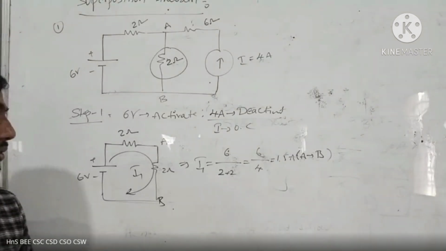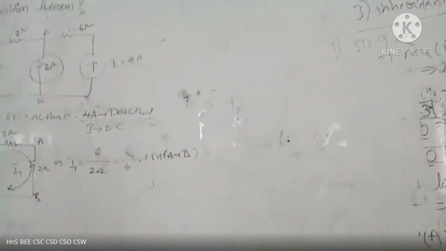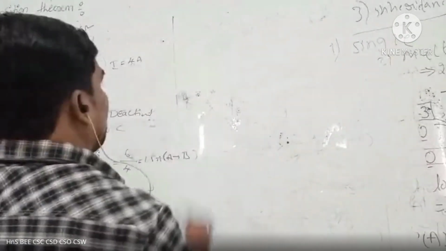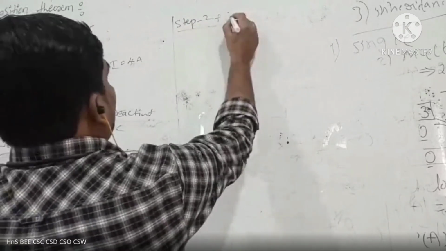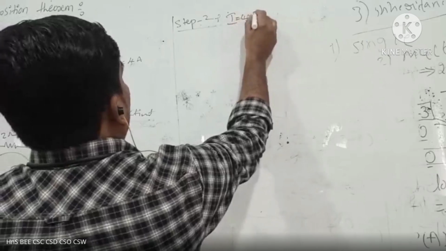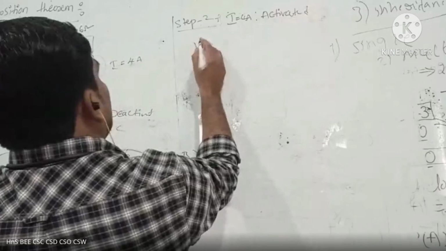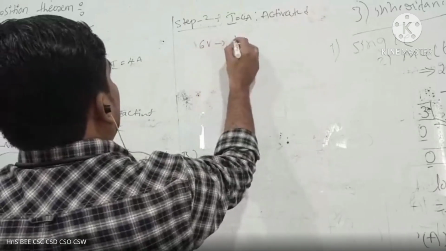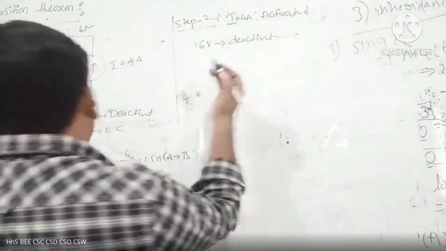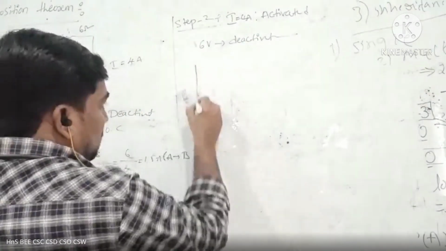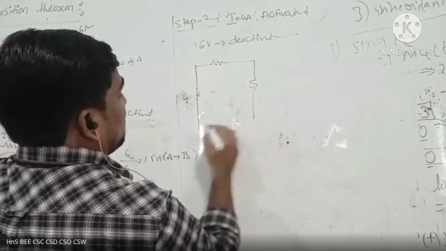Okay. Now coming to the second step. In step number 2, the remaining source is activated: the 4 amperes current source is activated, and the 6 volts is deactivated. Now draw the circuit first. The 6 volts source is nothing but this one, and the 2 ohm resistance.